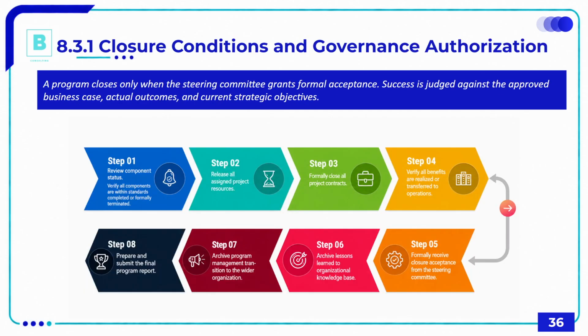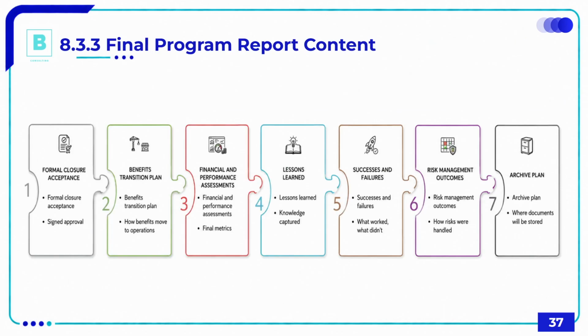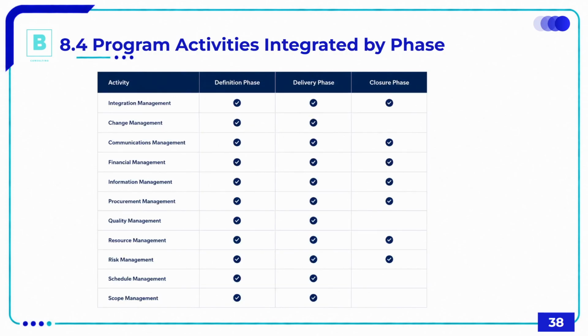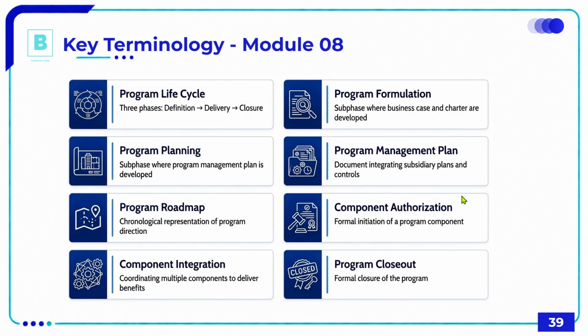And then we went a little bit more into detail about the closure conditions, governance authorization, final program report content, and program activities integrated by phase. All right. So all of these activities, the core and the supportive ones, where do they exist in the phases? They mostly exist in definition and delivery, but change, quality, schedule, and scope don't exist in the closure phase. And then finally, key terminologies, and then we had the chapter test as well.